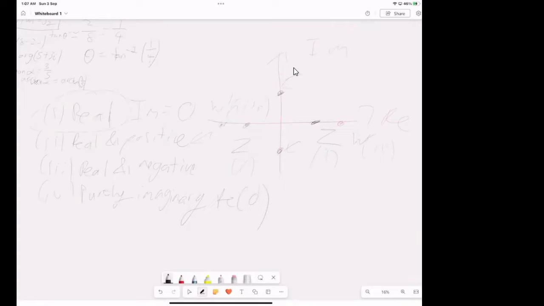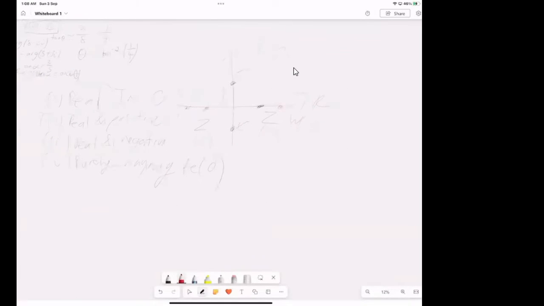So how do we approach this? What we do is we actually make use of arguments. We make use of arguments.